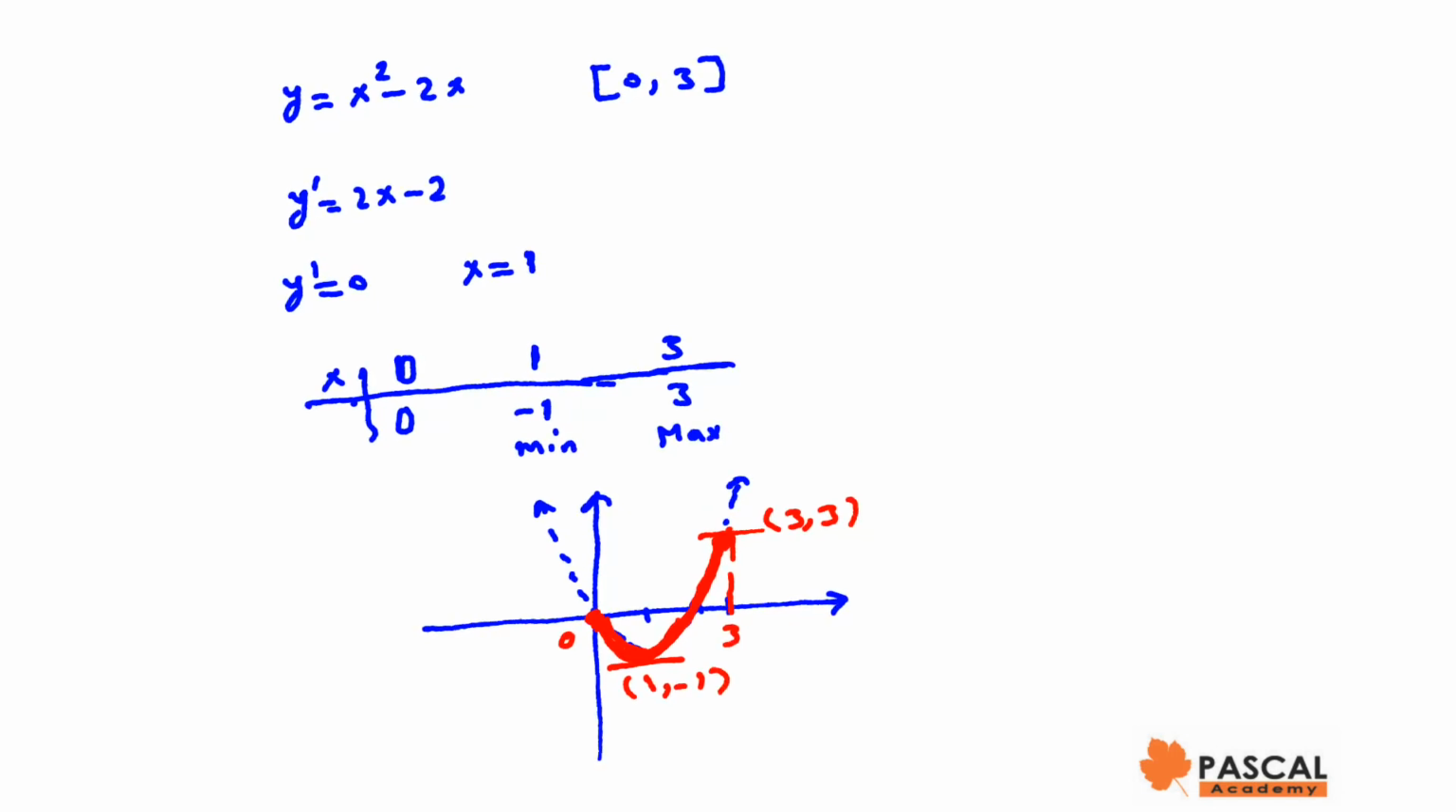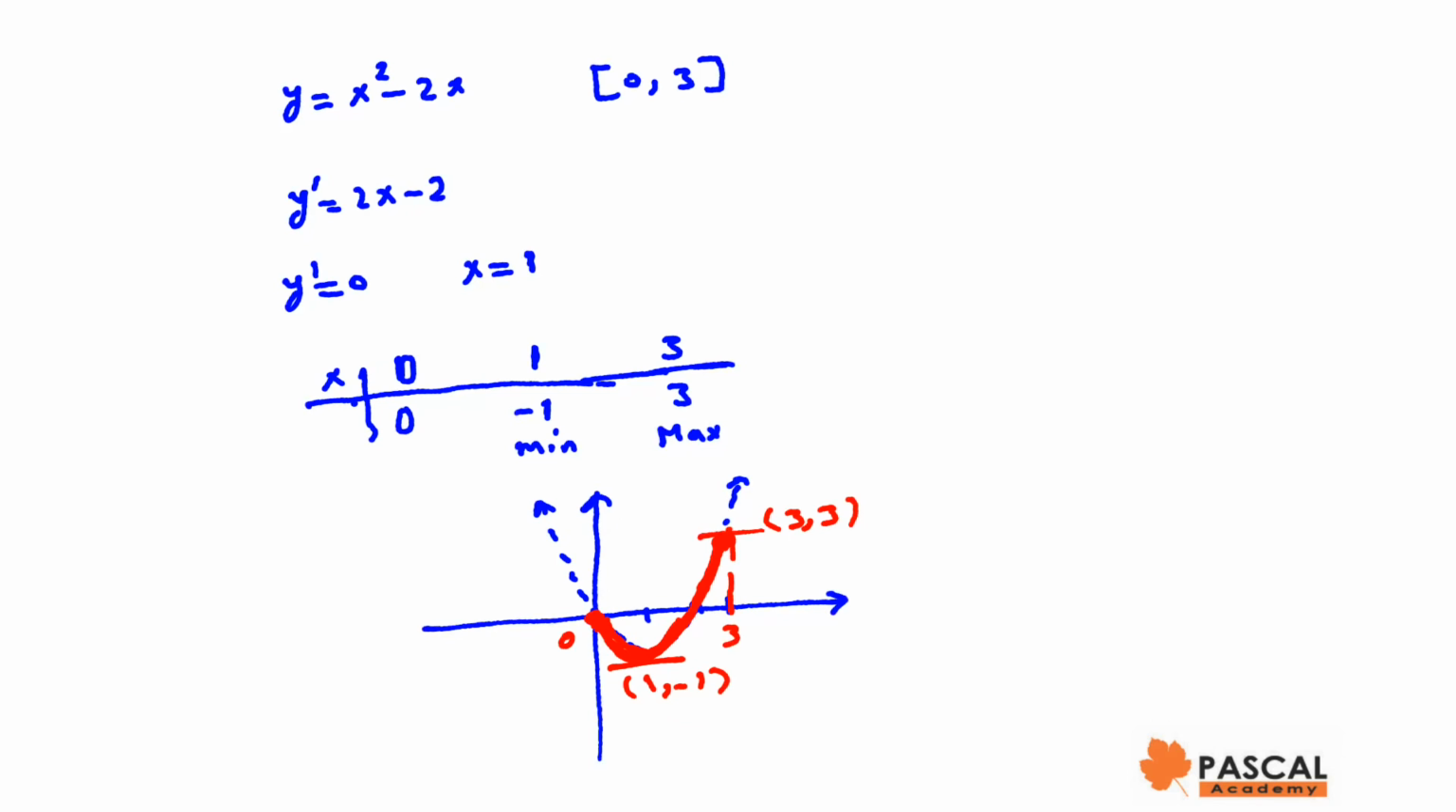Let's find global or absolute maximum minimum of y equals x^2 minus 2x on closed interval 0 and 3. To do this, we find the derivative. Derivative always exists. We set it to 0. We find a critical number.